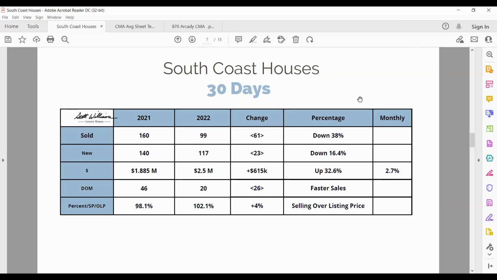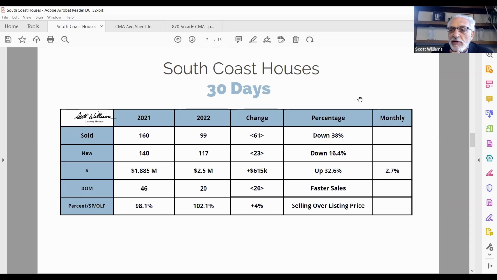Scott? Yep. That differential in the school districts, is that a price per square foot differential? No, it's a percentage of the value of the house.